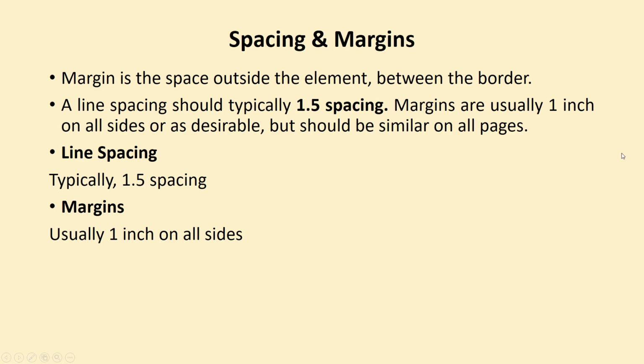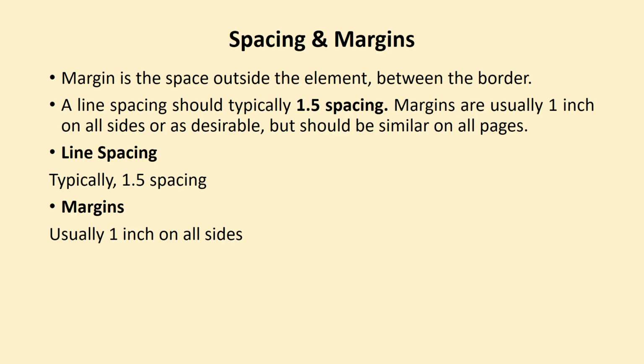Spacing and margin. This is another important thing that, as a researcher, you have to understand: when you are forming a research proposal, you have to be very sure about what spacing you are giving between the lines, and what kind of margin you are selecting for writing on a paper. Margin is the space outside the element, between the border. The space provided between the border is called the margin that you have given on your proposal. So be very conscious regarding these things.